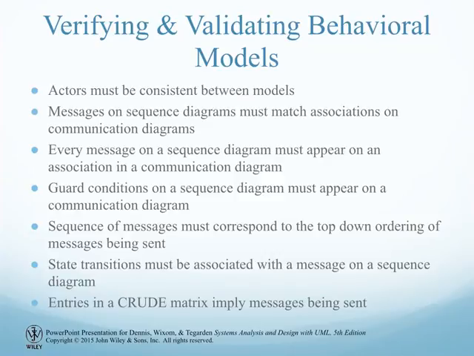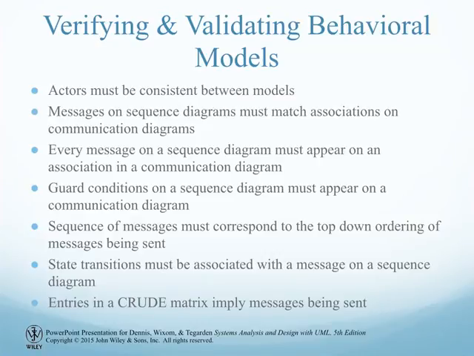The fourth point, guard conditions need to be in both diagrams. If you have a guard condition, if this communication cannot happen until x equals 5, then you need to have that in both the sequence diagram and the communication diagram. So they know that association is only valid when x equals 5, or x is greater than 5, or whatever your condition might be.